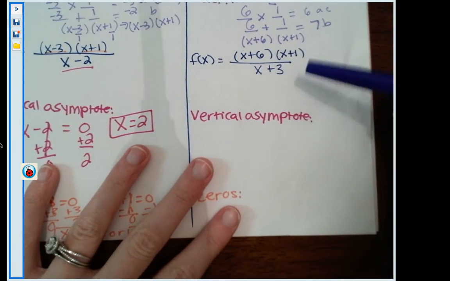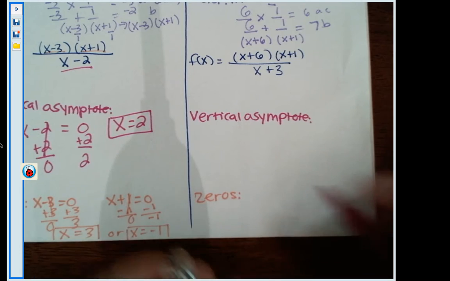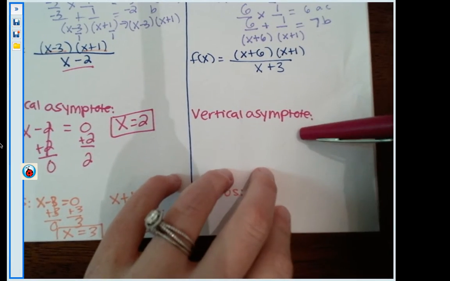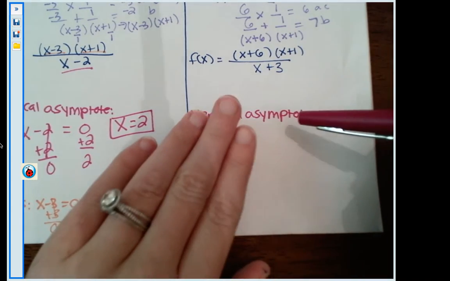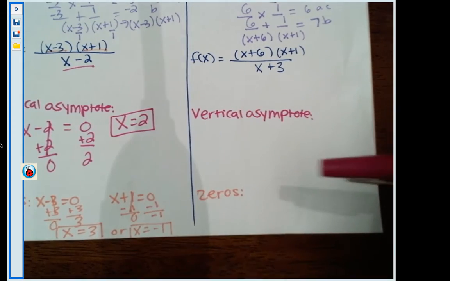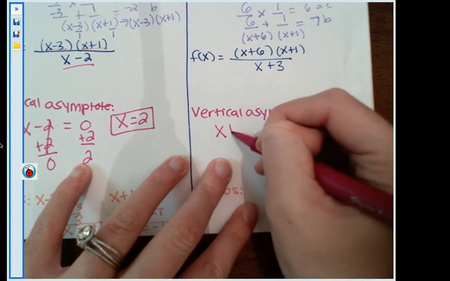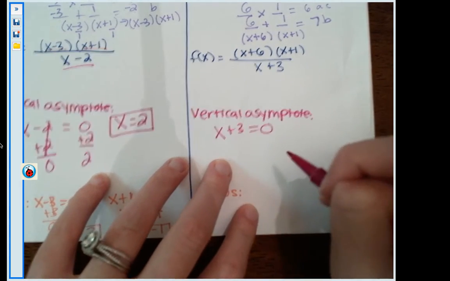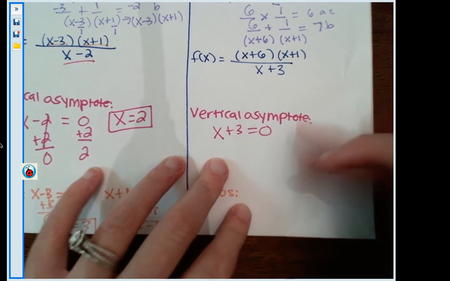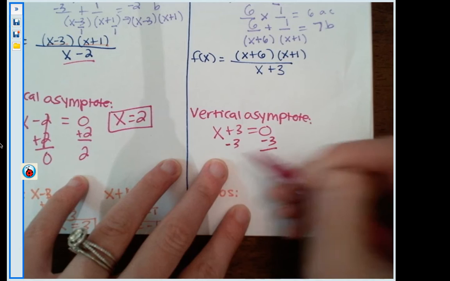So vertical asymptotes. We set every factor in our denominator equal to 0. So x plus 3 cannot be 0, because that is where the function is undefined. So to find the vertical asymptote, we do set x plus 3 equal to 0. That's where the asymptote is, but that is also where the function is undefined. So be careful.